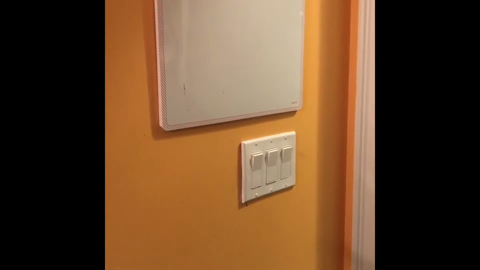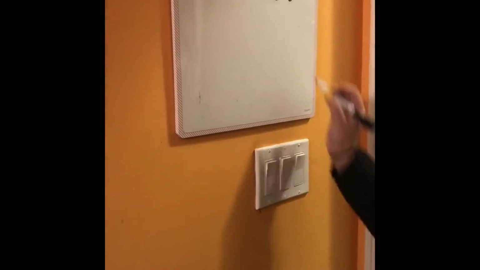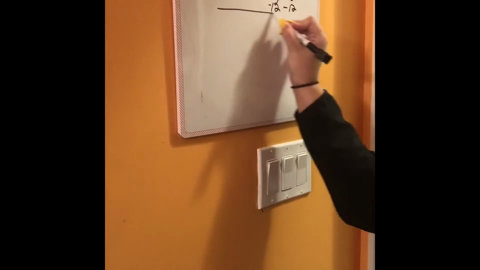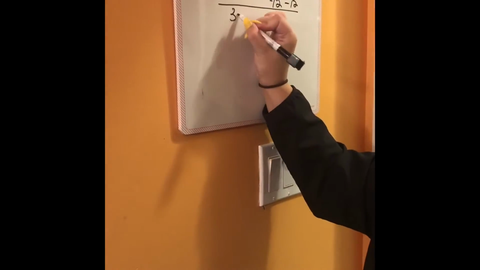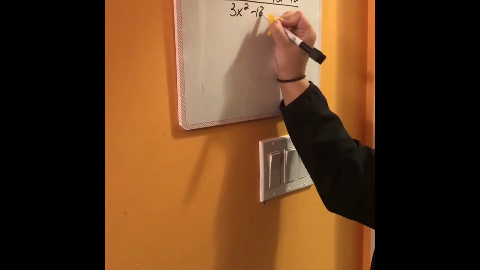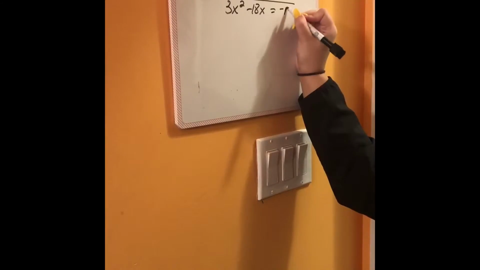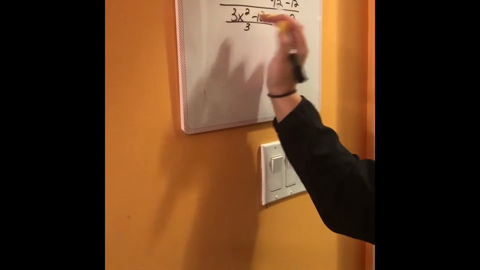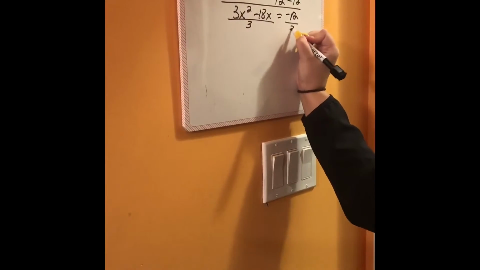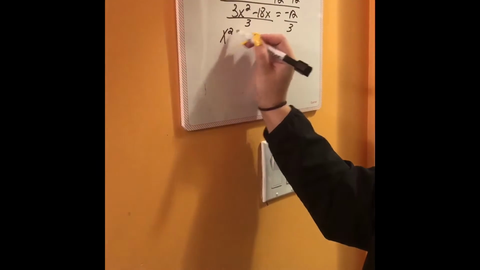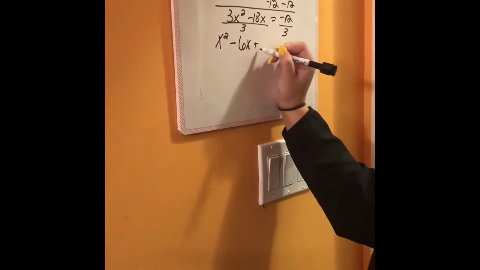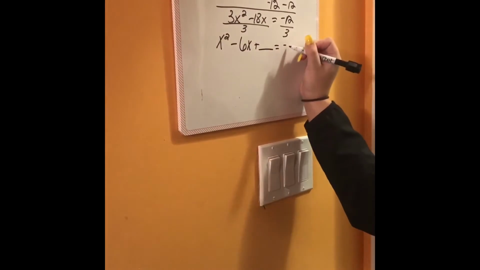So the next equation we have is 3x squared minus 18 plus 12 equals 0. The first thing you're going to do is subtract 12 from both sides. Then it's going to be 3x squared minus 18x equals negative 12. Then we're going to divide 3 from both sides to make it x squared for the 3 divided out. So it's going to be x squared minus 6x plus the blank equals negative 4.